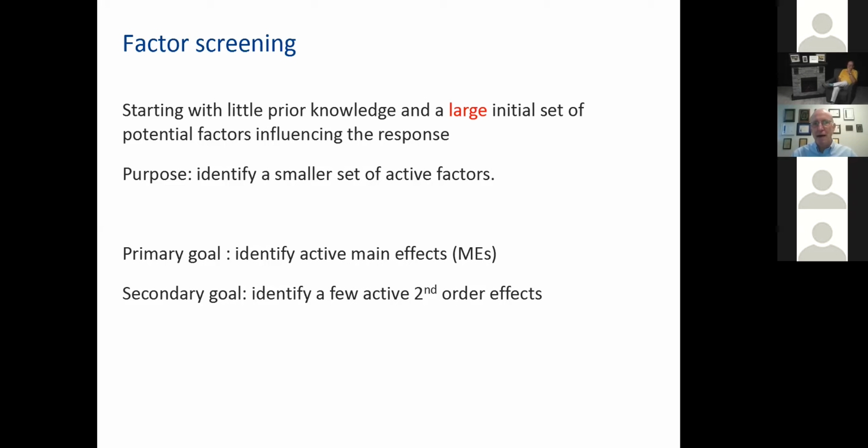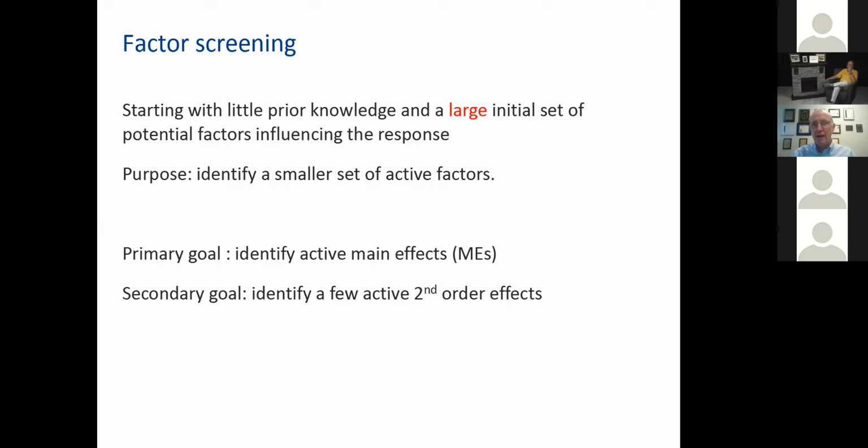And then of that large number of factors, you're fairly confident that at least some of them are going to be important, but you don't know which are going to be the big hitters in advance. So what you want to do with a screening experiment is winnow down that large set of factors into a smaller set of active factors. By active, I mean they have big effects, and we can do that with a screening experiment.